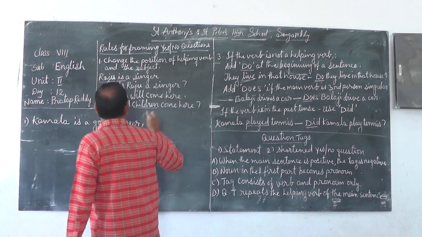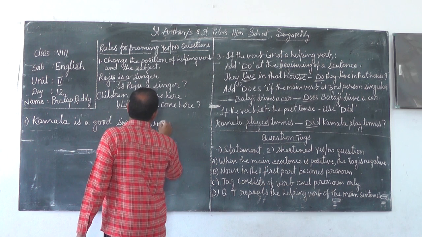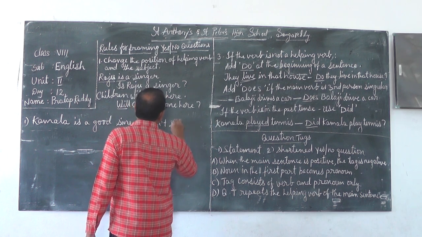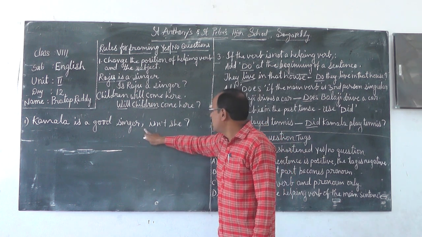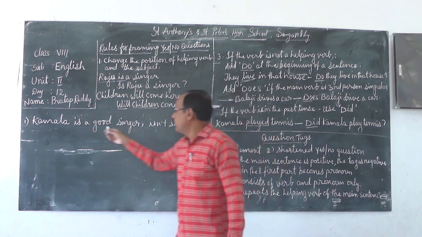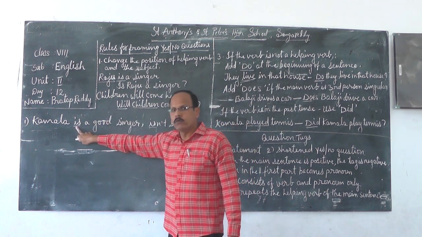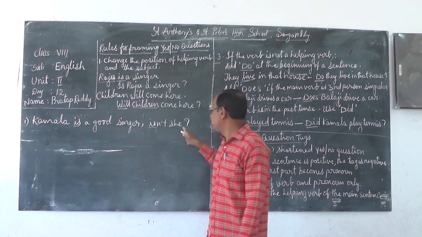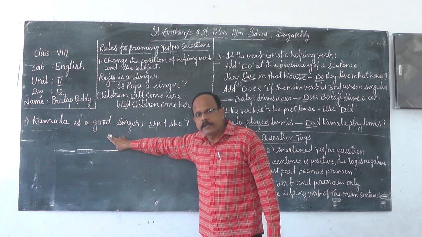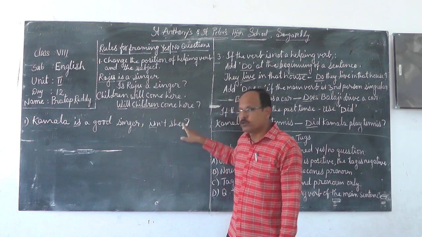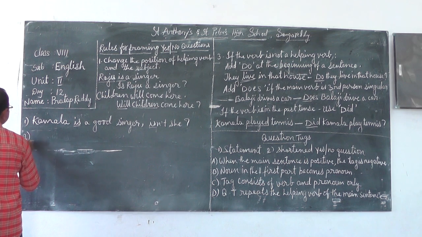Kamala is a good singer. The question tag is isn't she, separated by a comma, isn't she? The same word continues in the question tag also. Isn't she, question mark. If the statement is negative, in such a case the question tag will become positive. See the example.